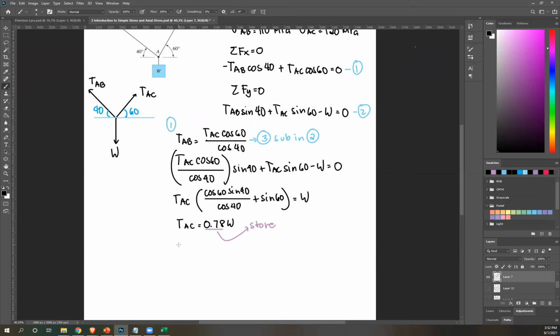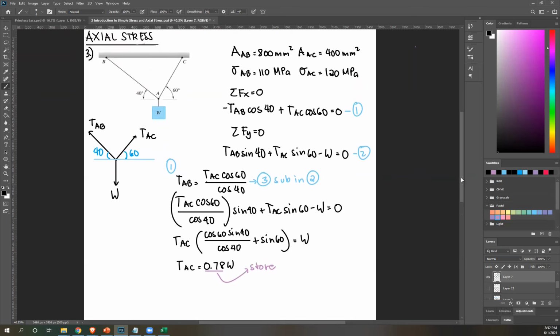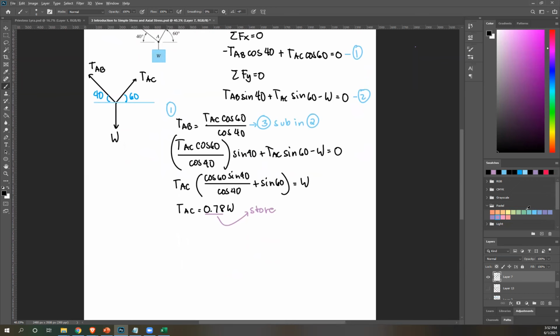And then do the same thing. Now I need an equation for TAB in terms of W. So we'll use equation 3. TAB equals TAC, which is 0.78 W, right? Cosine 60 over cosine 40. Please simplify. What's the stored value? 0.78 times cosine 60 over cosine 40. Correct. It's 0.51.